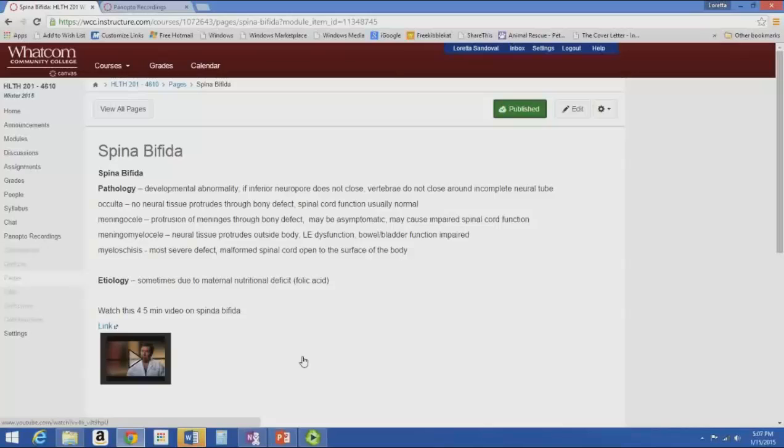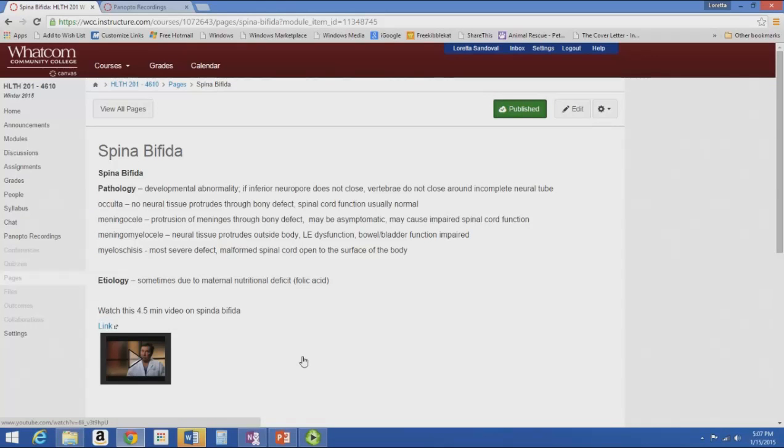The next one is the meningocele, where there's a protrusion of the meninges through a bony defect in the vertebra. That one may also be asymptomatic, but someone might have impaired spinal cord function with that as well. With the meningomyelocele, actual neural tissue protrudes outside the body. And with this one, you get lower extremity dysfunction, and bowel and bladder function is impaired as well.